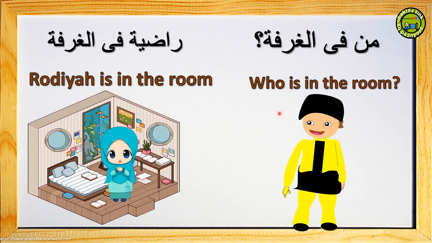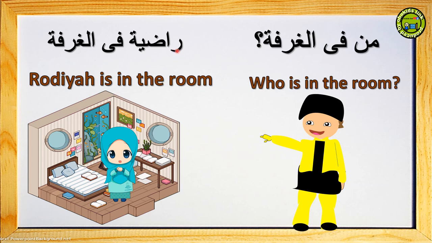This is another example. من في الغرفة. من is an interrogative particle. في is حرف جر, and غرفة is اسم مجرور. And من في الغرفة means who is in the room. As you can see, man is used here to ask about who is in the room instead of asking who this person is. It's used to ask about who is somewhere this time around.